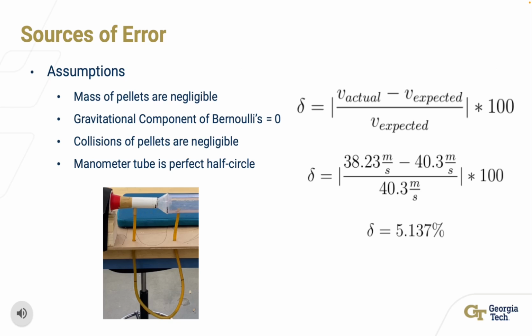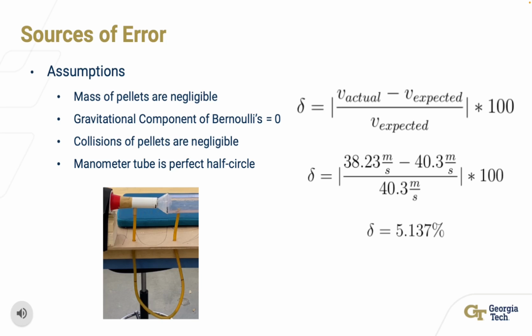Based on the conservation of mass and the fact that the area of the stricture is 2 times smaller, the theoretical value inside the stricture should be 4 times that of the inlet velocity. With the initial velocity being 10.075 meters per second, the expected velocity should theoretically be 40.3 meters per second.